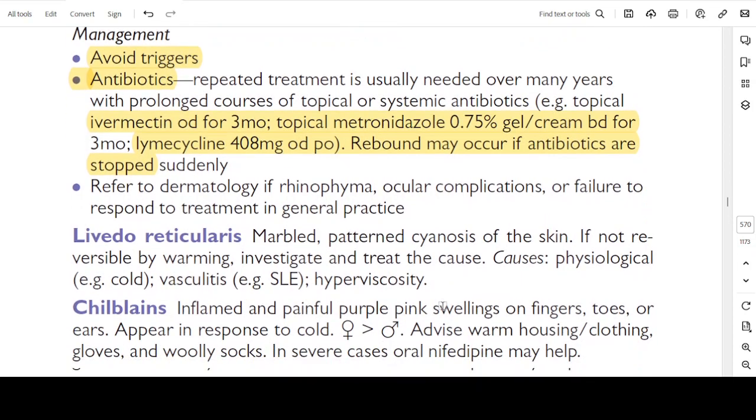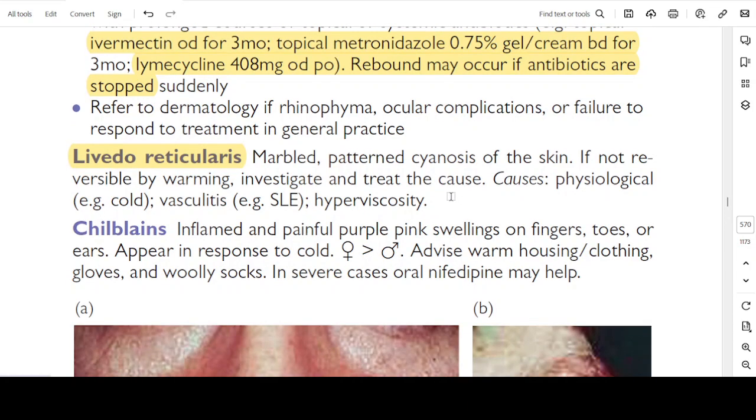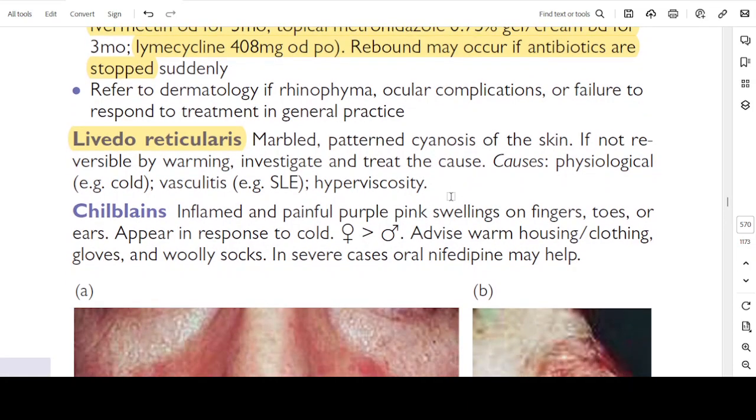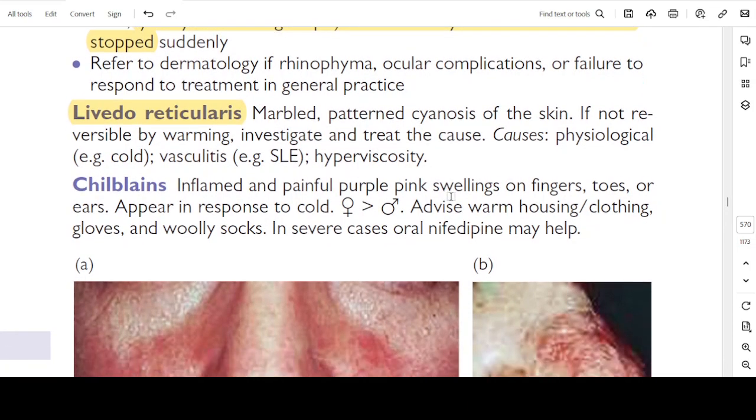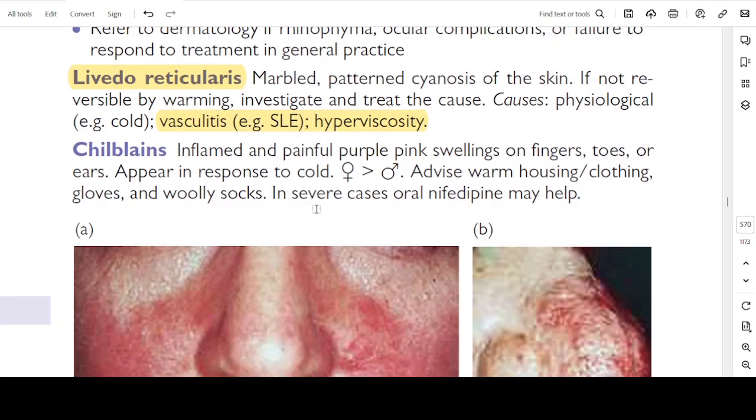Livedo reticularis. Marbled pattern cyanosis of the skin. If not reversible by warming, investigate and treat the cause. Causes are physiological cold, vasculitis, for example SLE, and hyperviscosity syndromes.